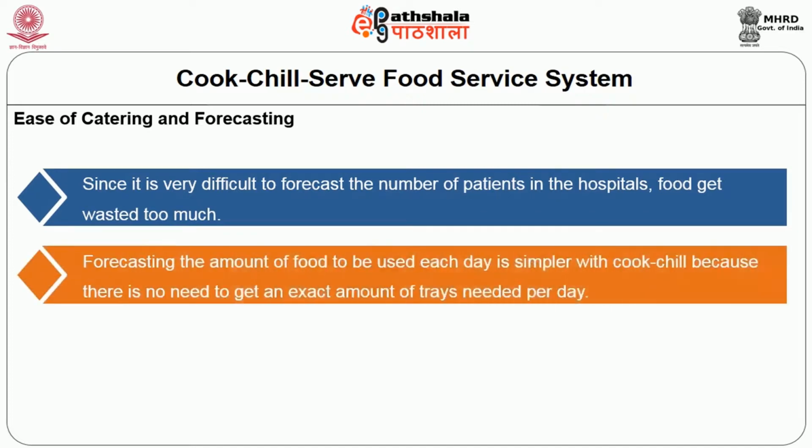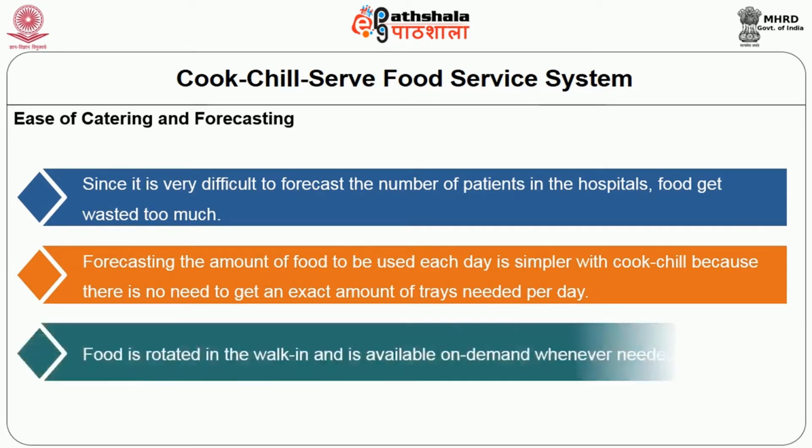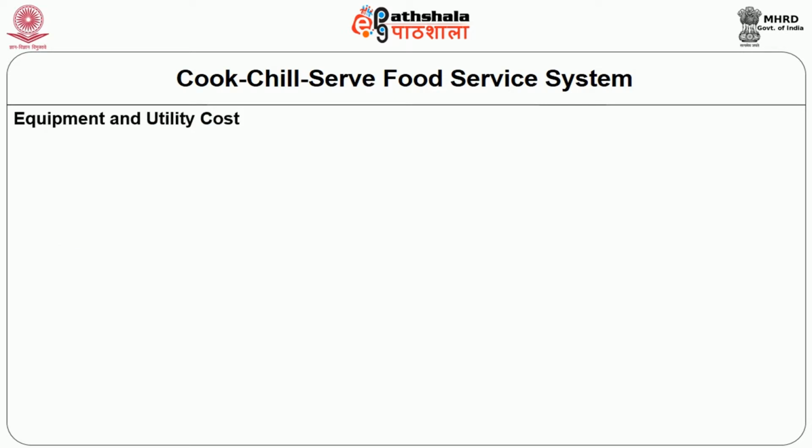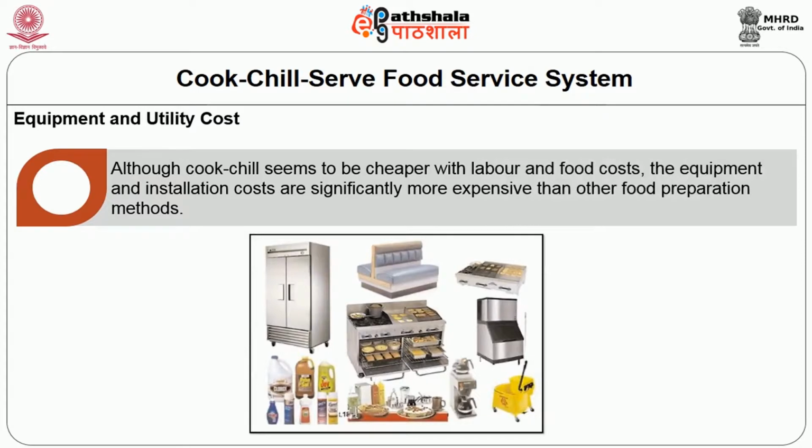Forecasting the right amount of food to be used each day is simpler with cook-chill because there is no need to get an exact amount of trays needed per day. Food is rotated in a walk-in and it is available on demand whenever needed. Equipment and utility cost: although cook-chill seems to be cheaper with labor and food cost, the equipment and installation cost are significantly more expensive than the other food preparation methods.